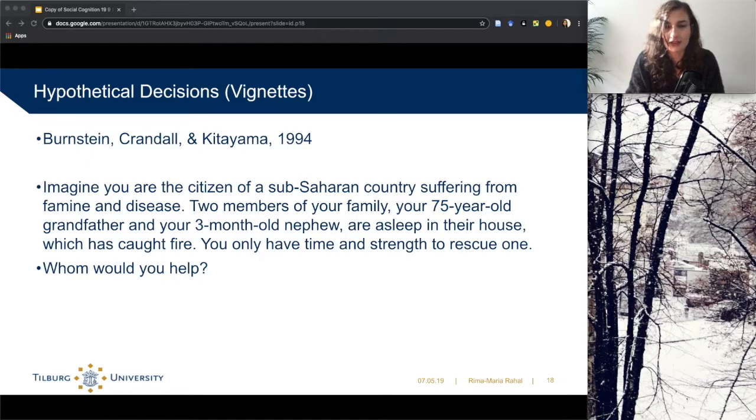Okay, so this is clearly about helping behavior. Therefore, we would file it under the domain of prosocial behavior, but you can clearly see that this also might have some moral implications. Okay, so what do we think about these hypothetical decisions? Do we feel like maybe this is an improvement?